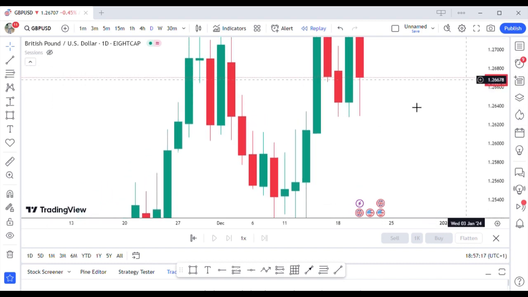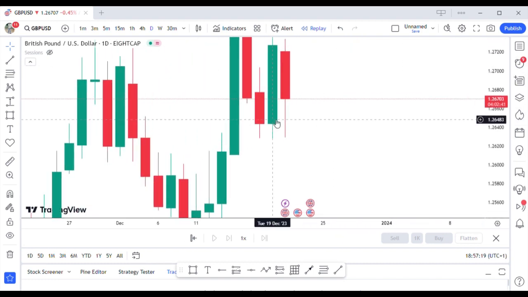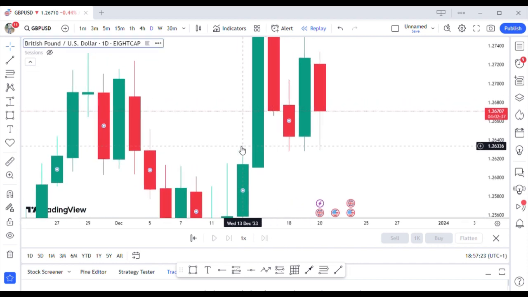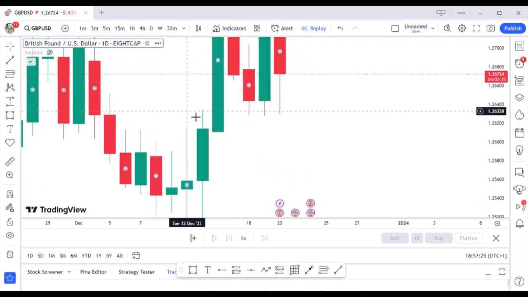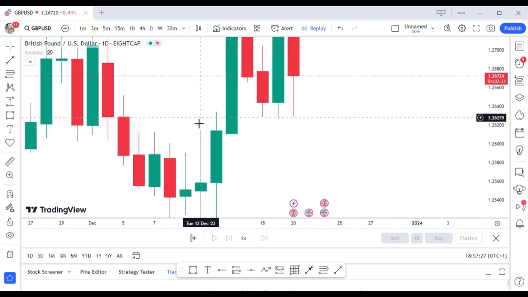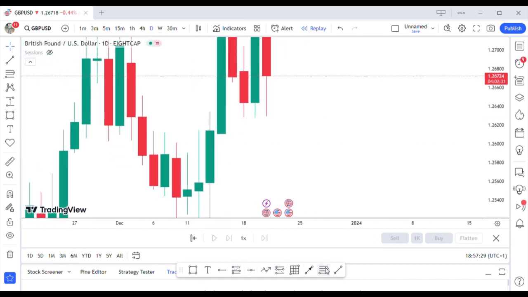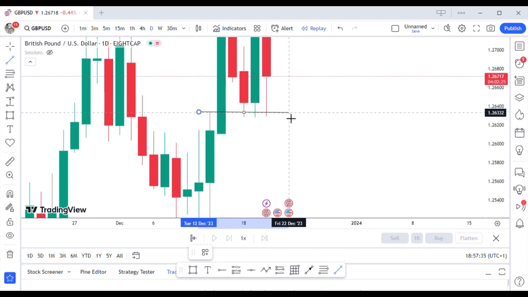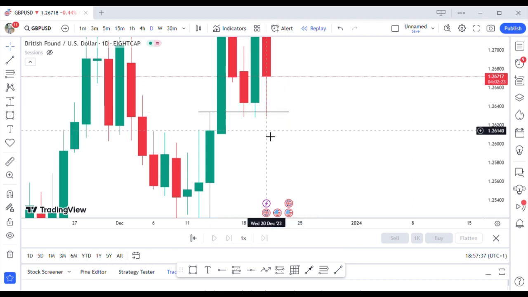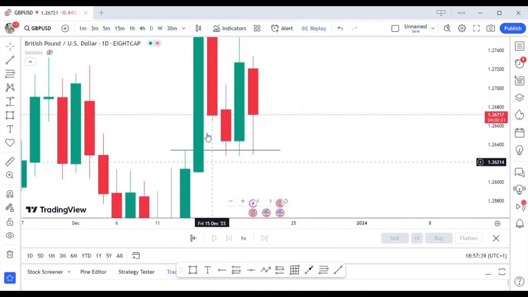So right now you can see that price, this day one, day two, okay. Right now you can see that price has to deliver to this place. Every single time you're expecting price to deliver to one particular area, just take your horizontal ray, your trend line, and draw a line there. Once you draw a line there, you'll be expecting price to return back to that line.